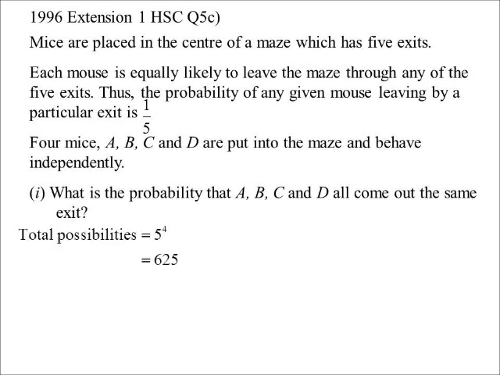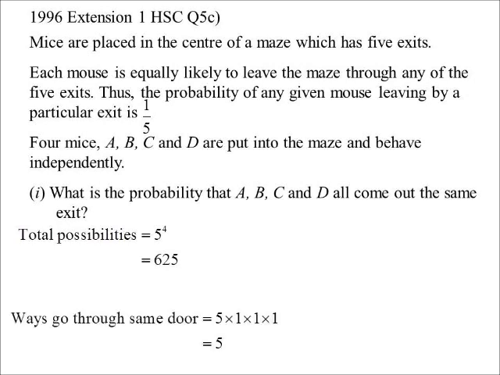Okay. Total number of possibilities. Well, everything was equally likely. It's with replacement. So the total number of possibilities would be 5 to the power of 4. So 625 possibilities. Another way of thinking about that is mouse A, 5 choices. Mouse B, 5 choices. Mouse C, 5 choices. Mouse D, 5 choices. So 5 times 5 times 5 times 5. So 5 to the power of 4.